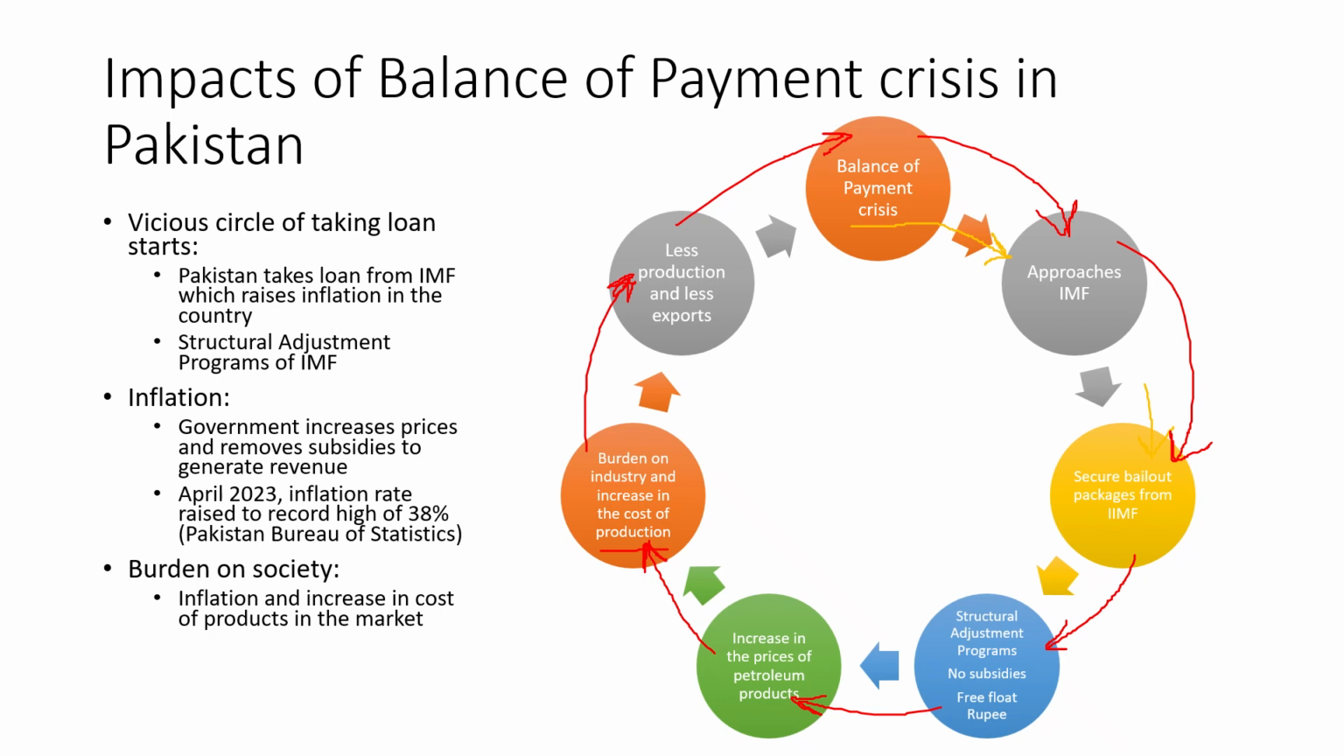For April 2023, the inflation rate in Pakistan was highest, and it was 38%, according to Pakistan Bureau of Statistics. Inflation and increase in cost of products in the market, all these things cause burden on the society. So these were the impacts of balance of payment crisis in Pakistan.